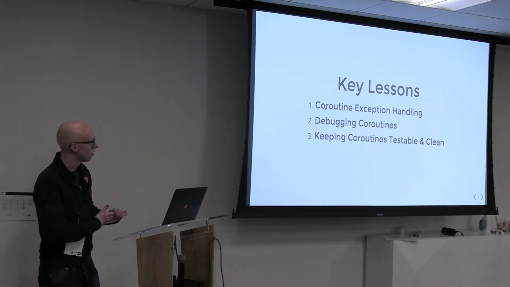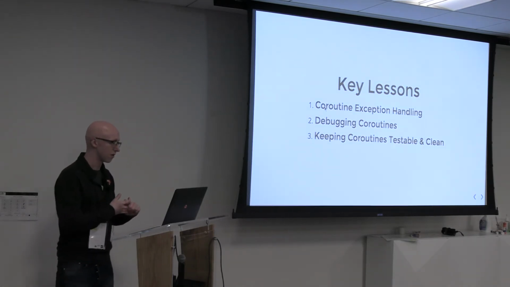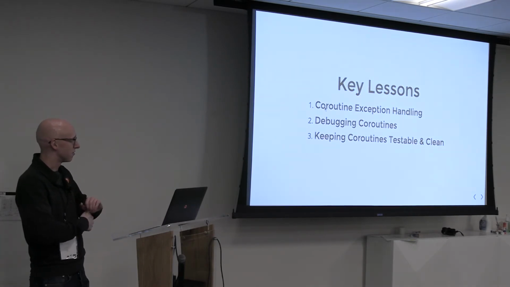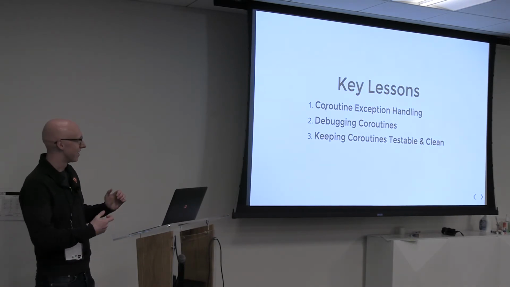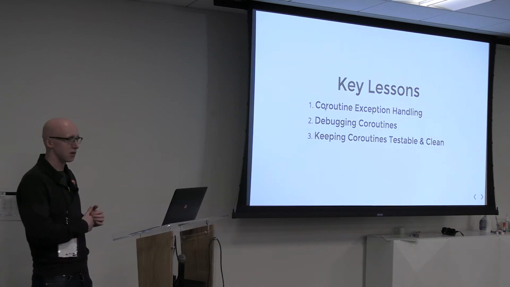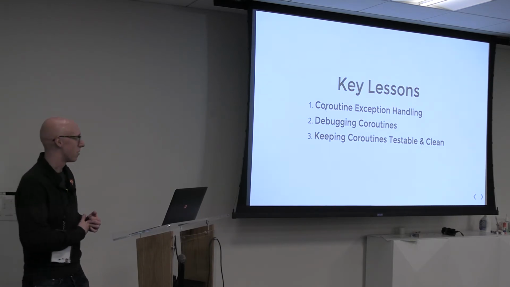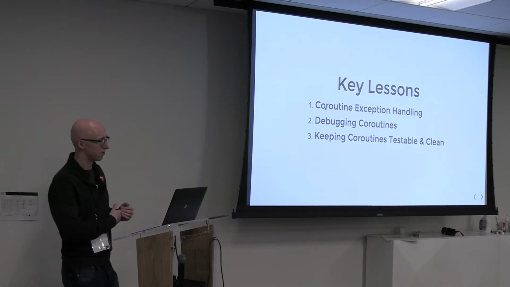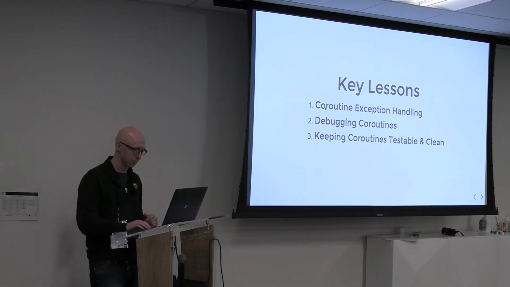Cool. So let's jump into these. The three main areas of key lessons were exception handling, which you have to do a lot of when you don't know what you're doing; debugging coroutines, as there are some really good debugging tools that are useful if you don't know how to handle exceptions; and some tips for keeping coroutines testable and clean.